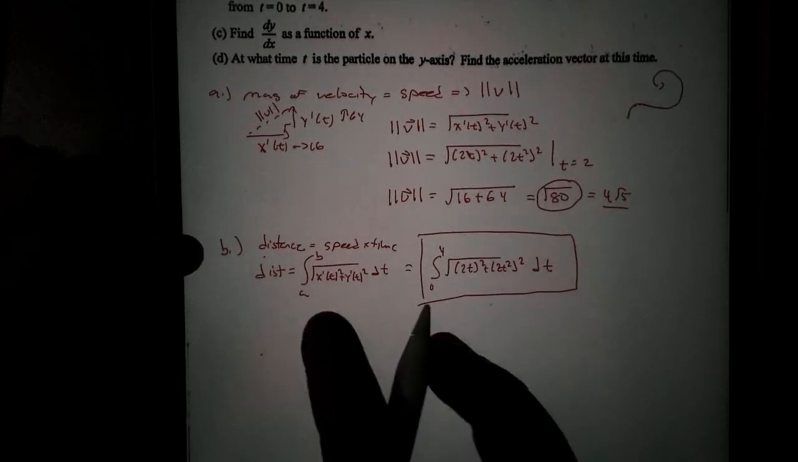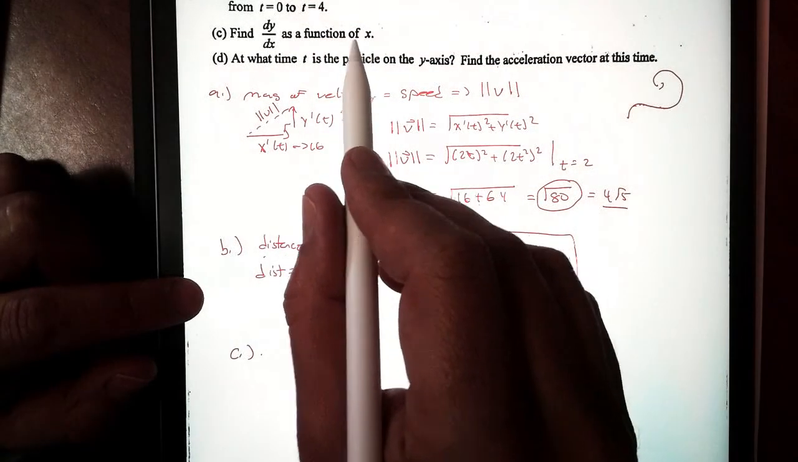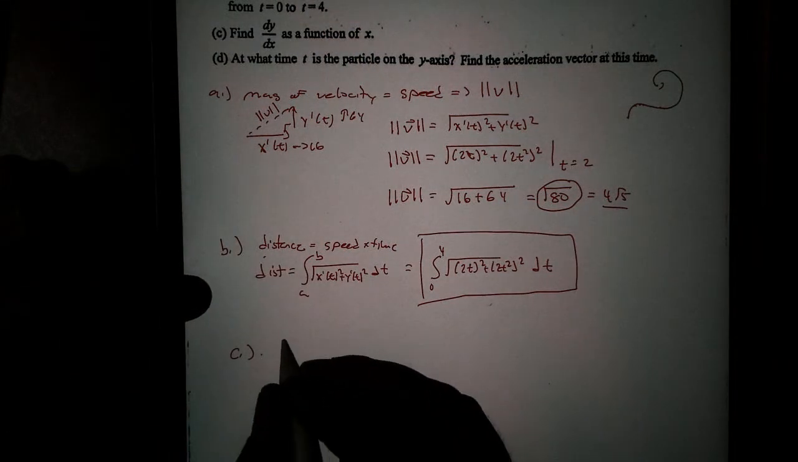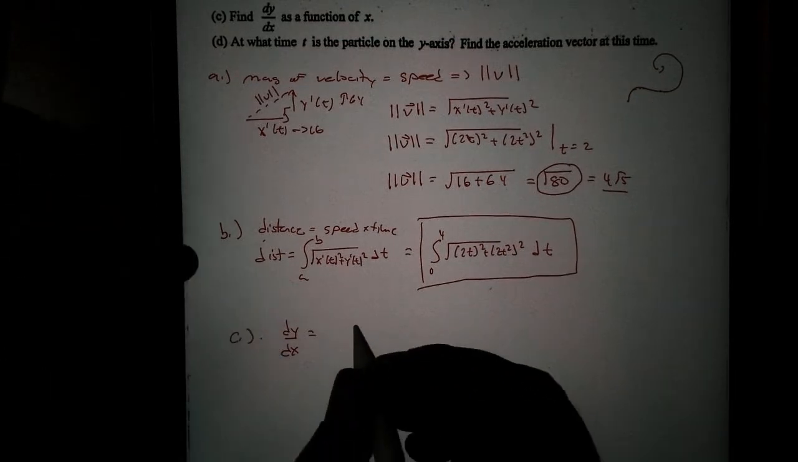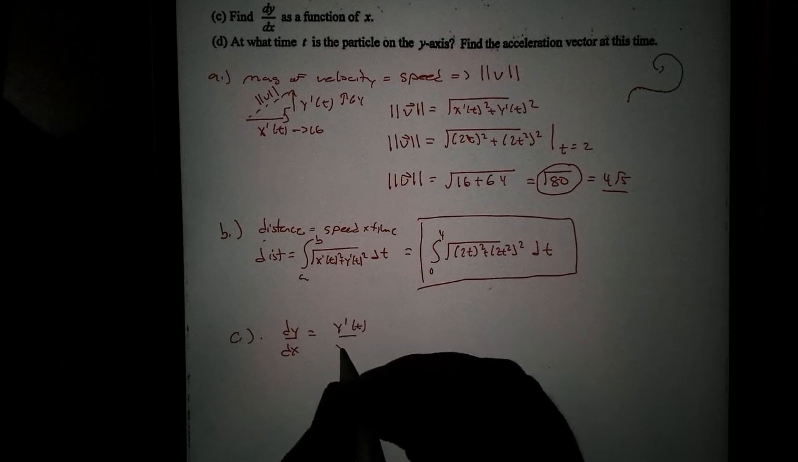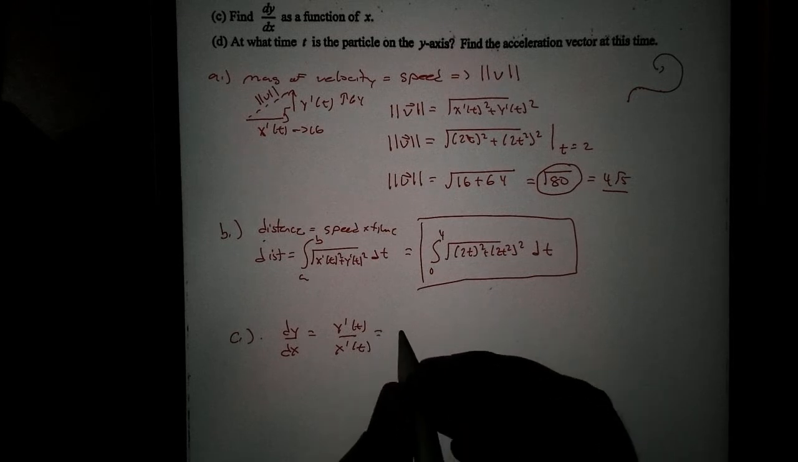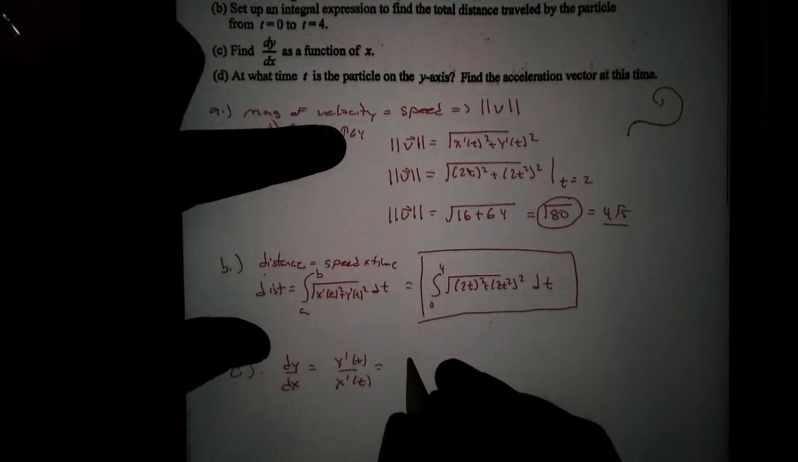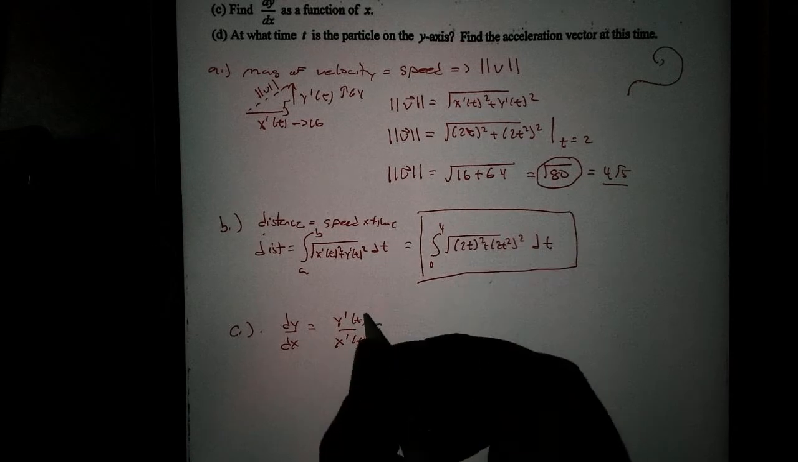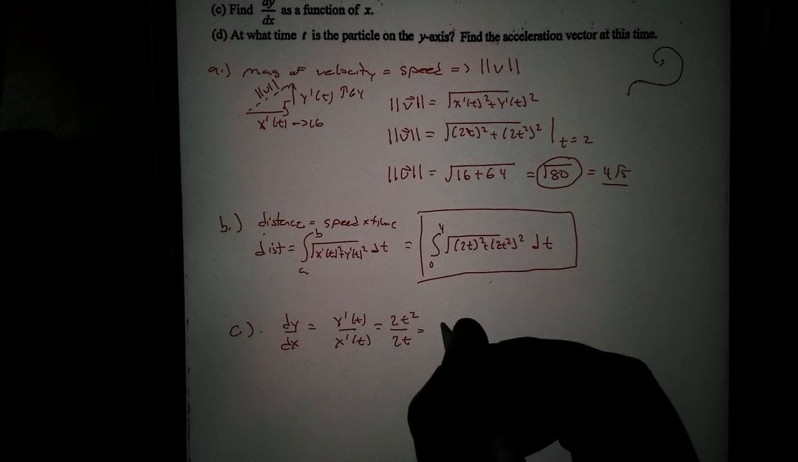All right, the next question, part C, says find dy/dx as a function of x. There are two ways I can do this. The easy way is to use the derivative, which I know is y prime of t over x prime of t. If I plug this in, what is y prime of t? We know from earlier that y prime of t is 2t squared. x prime of t is just 2t.